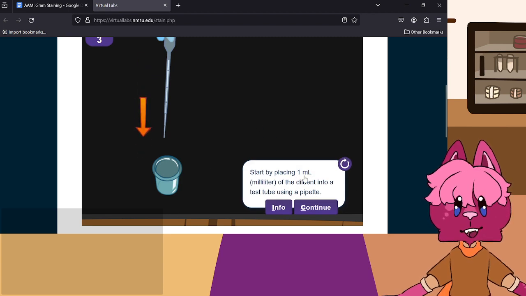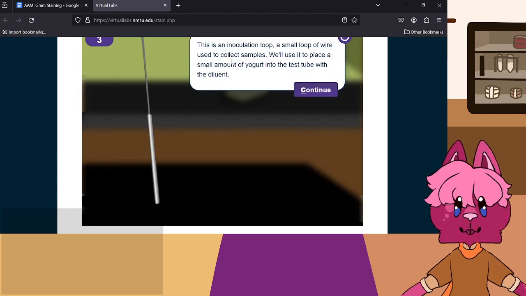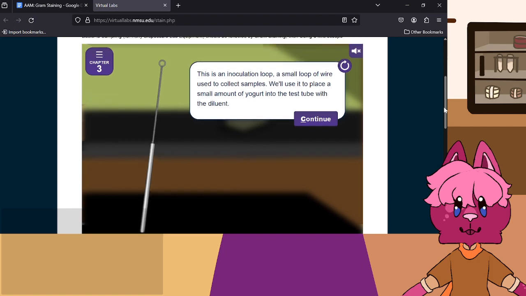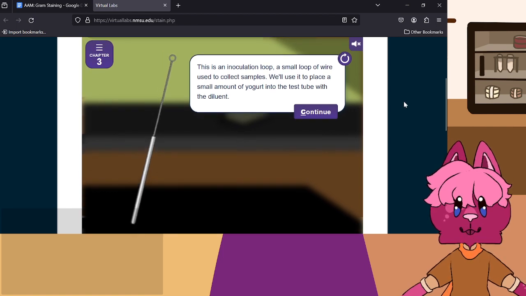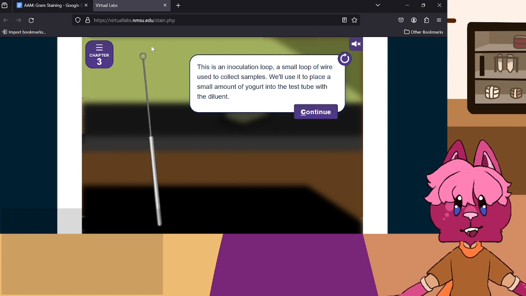Start by placing 1 milliliter of diluent into a test tube using a pipette. This is an inoculating loop. Oh, wait. You can't see the top. A small loop of wire used to collect samples. So this one is metal.